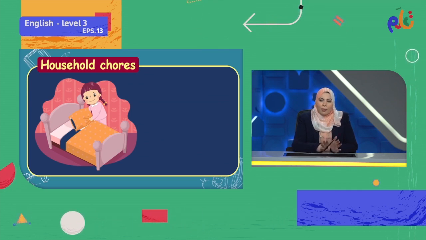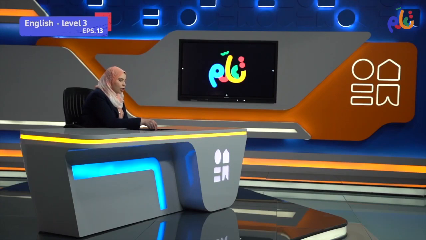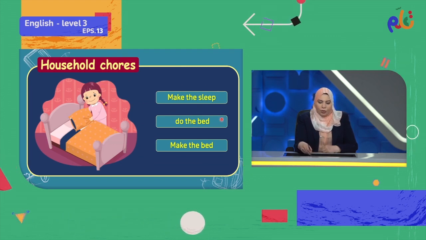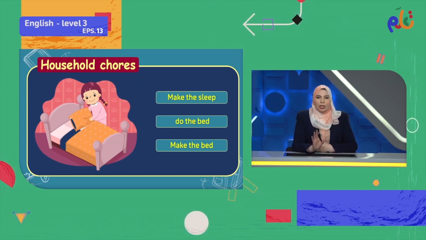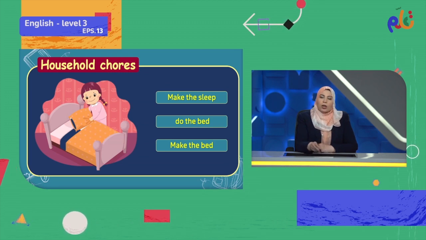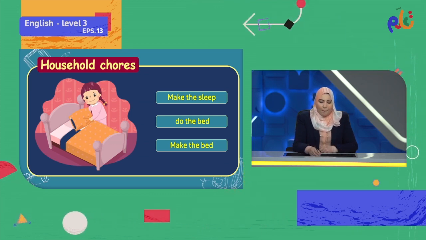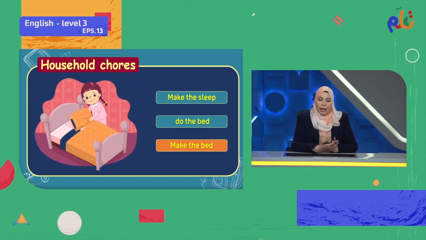When we clean the room, there are many things that we can do. So here she's putting the bed in a nice shape. What do we call that? We have three different options here: make the sleep, do the bed, and make the bed. Let's choose the best one that describes what the girl is doing. When we speak about putting the bed in a nice shape, or setting your bed, this is called make the bed. This is another one of the chores that we can talk about.